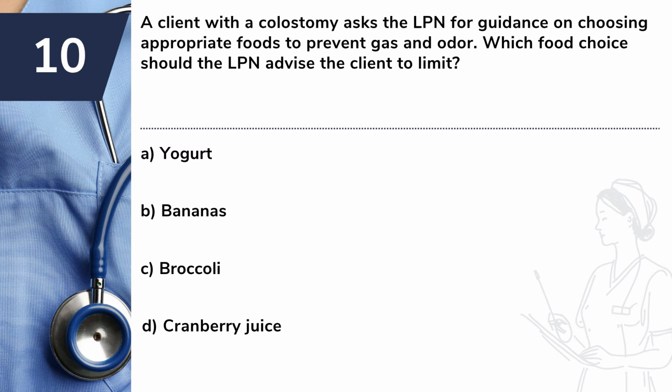Question 10. A client with a colostomy asks the LPN for guidance on choosing appropriate foods to prevent gas and odor. Which food choice should the LPN advise the client to limit? A. Yogurt. B. Bananas. C. Broccoli. D. Cranberry juice.